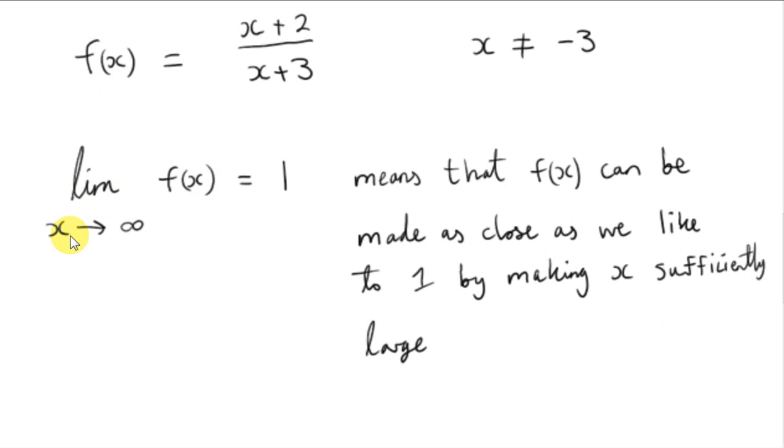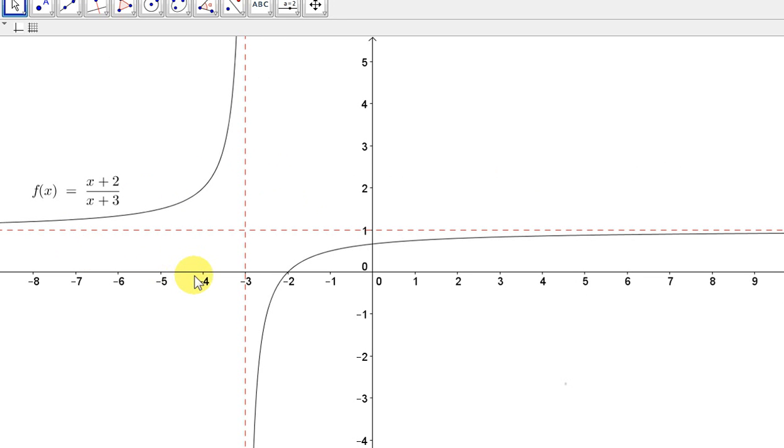So we say that the limit as x tends towards infinity, well, to be more accurate I should say positive infinity, of f of x is 1. So it means that f of x can be made as close as we like to 1 by making x sufficiently large. Now it turns out that if we make x sufficiently large but negative, in other words if we keep going off towards negative infinity, then our function is also approaching 1.